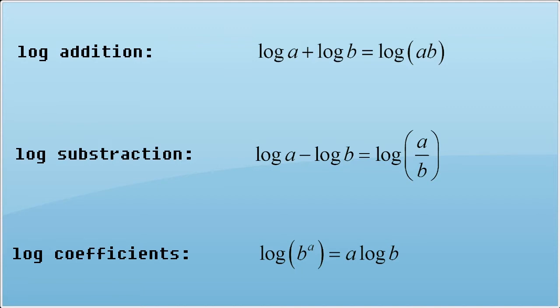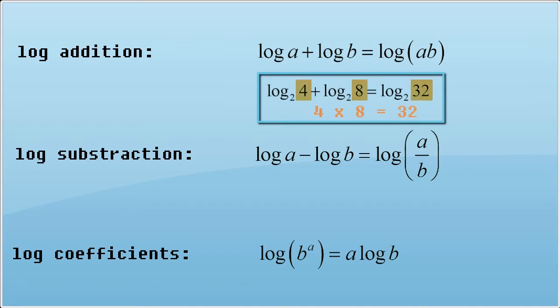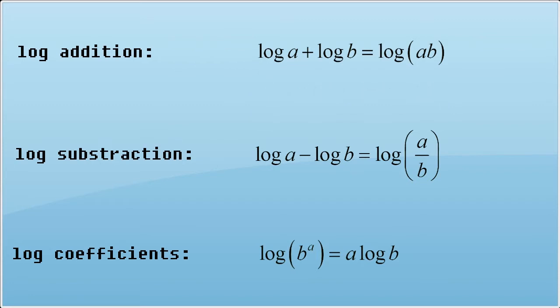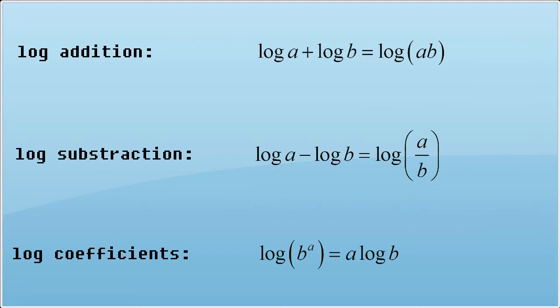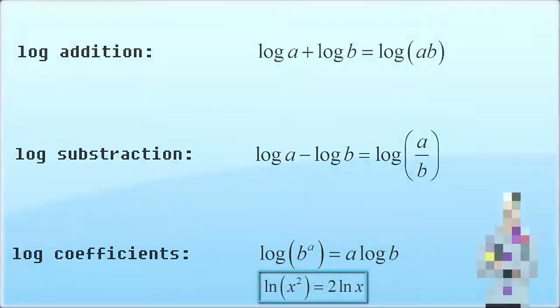When separate log terms are added together, they can be smushed into a single log function by multiplying the terms. Note that the bases of both log terms must be the same. When separate log terms are subtracted, they can be combined into a single log function by dividing the terms. Again, note that the bases of both log terms must be the same. The exponent of a log term can be brought to the front. Ooh, that's a fun one. Let's get back to our list.